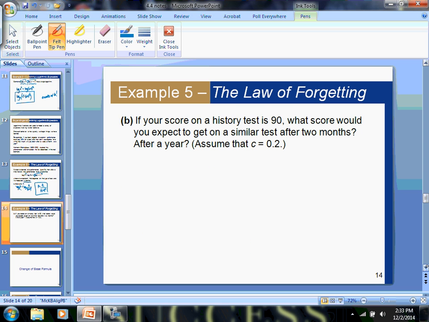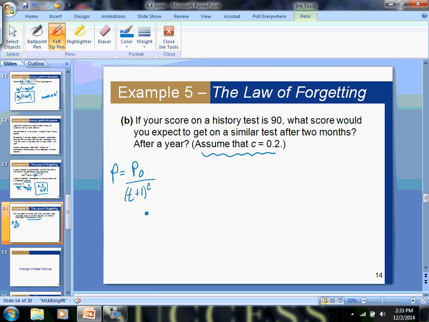Now for part B, we're going to use that equation and we're going to figure out that if you scored 90% on the history test, we want to figure out what's the expected grade that you can get after 2 months or after a year. And they also tell us what the constant is, which is important to know. So I'm going to write down our formula again that we had. We had p sub 0 over t plus 1 to the c.